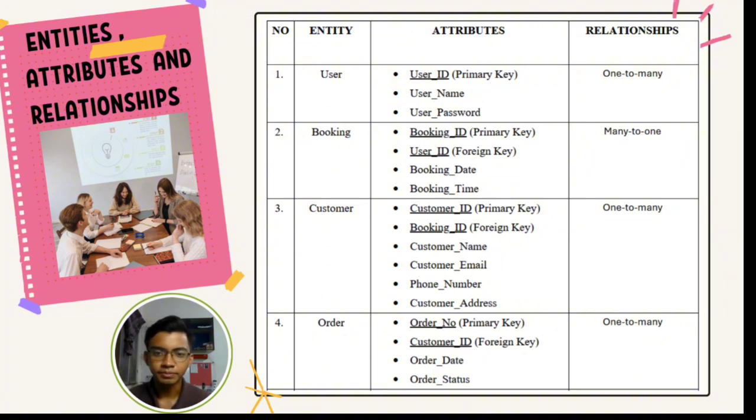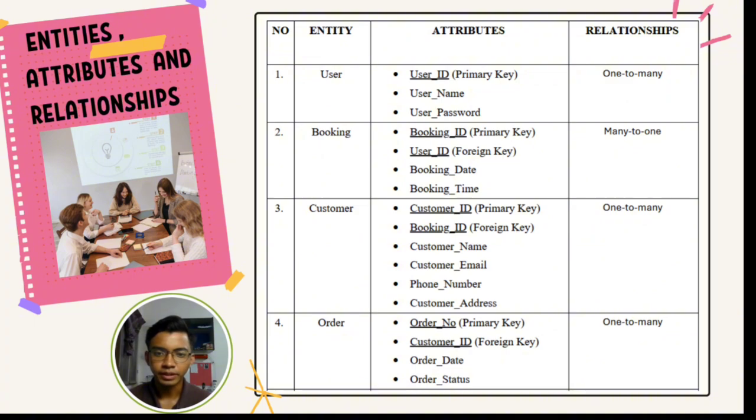The second entity is booking. The attributes are booking ID, user ID, booking date, and booking time. Booking ID is the primary key, and the foreign key is user ID. The relationship is many to one.